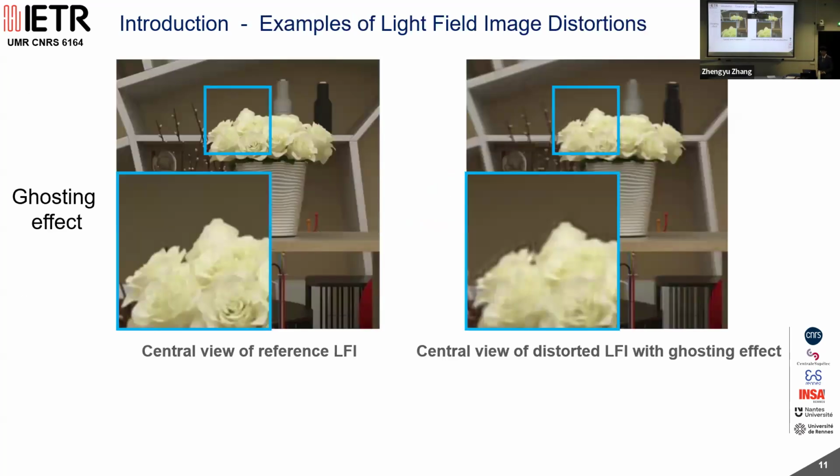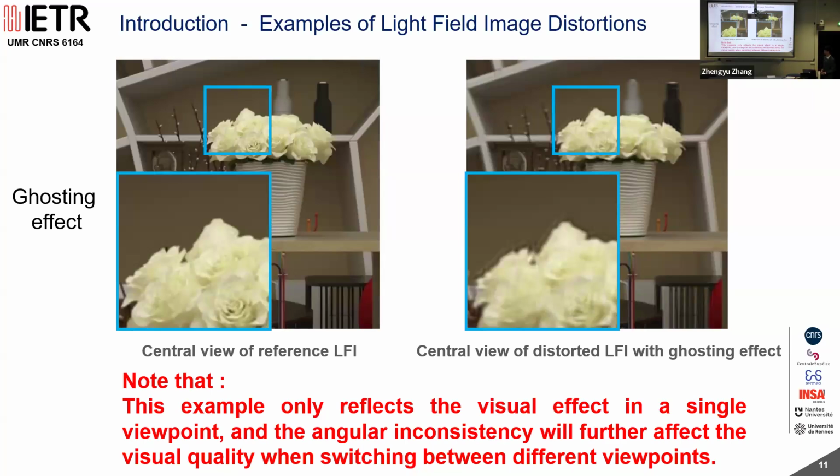And here we provide a distortion example of the ghosting effect. But here we only show the central view for each light field image, considering the space limitation. And for the right figure, we can clearly see that there exists a ghosting effect around the flowers. And here we should note that this example only reflects the visual effect in a single viewpoint, and the angular inconsistency will further affect the visual quality when switching between different viewpoints.